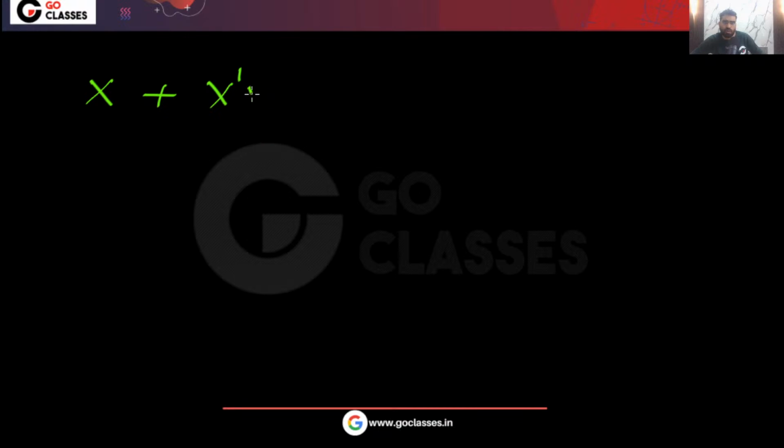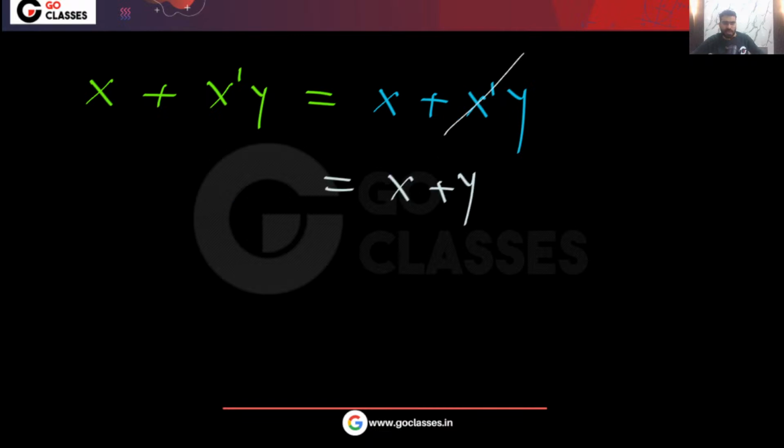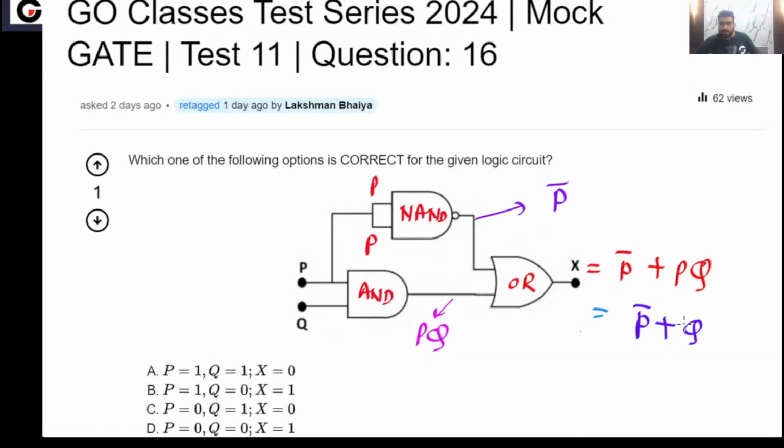Okay, if you have X or X bar Y, then you can cancel this X bar. X or X bar Y, this X bar you can cancel, so you can simply say X or Y. Similarly, if you have, for example, X bar or XY, then also the same thing, because this is the complement. Here you can cancel this and you will get X bar or Y. So the same thing you can do here. So this is your X. This is finally your X.